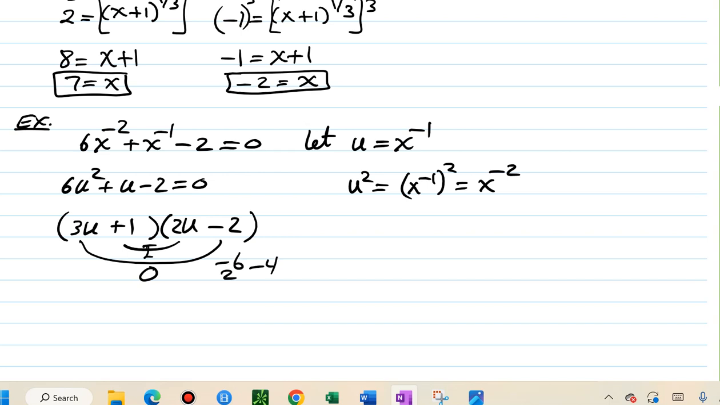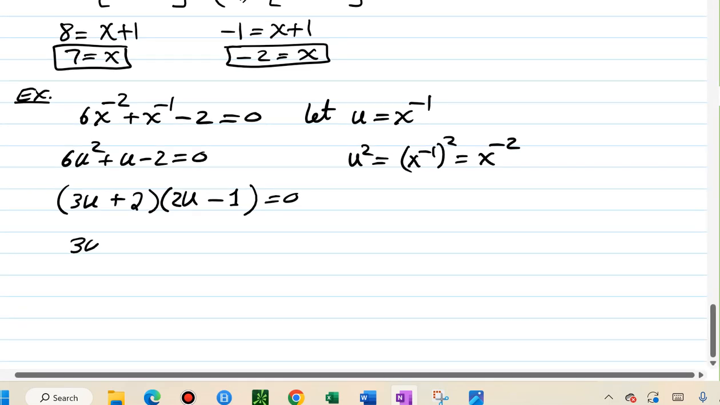-6 and 2, -4. Nope, that's not going to work because the middle term is just u, meaning 1 positive u. So for the OI combination, I'm going to change this to a 2 and the 2 to a 1. So here's 6u squared, that's -2. We got the first and the last, the O and the I again. Outside, inside terms, or outer, inner terms. Those are going to be 4u minus 3u, that's u. Perfect. This should work.